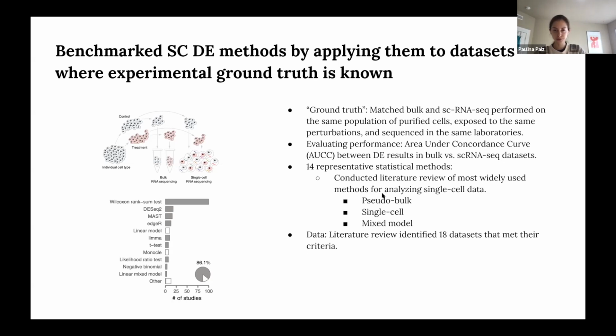So pseudobulk methods, single cell methods, and mixed model methods, but they will mostly focus in the article on the first two. Then the data sets they used to test them, they found and they selected based on whether or not they had accessibility to these ground truths and whether the scientists had performed this kind of experiment.